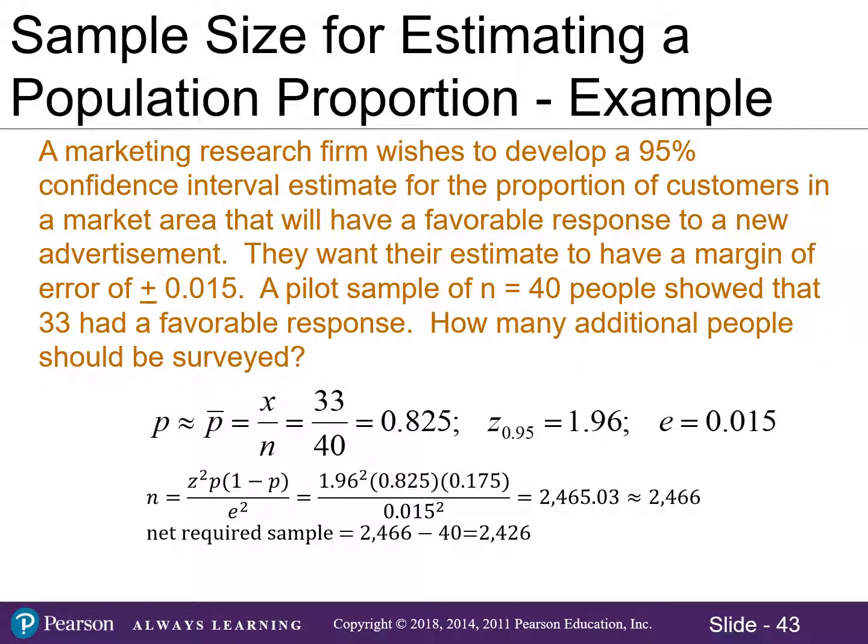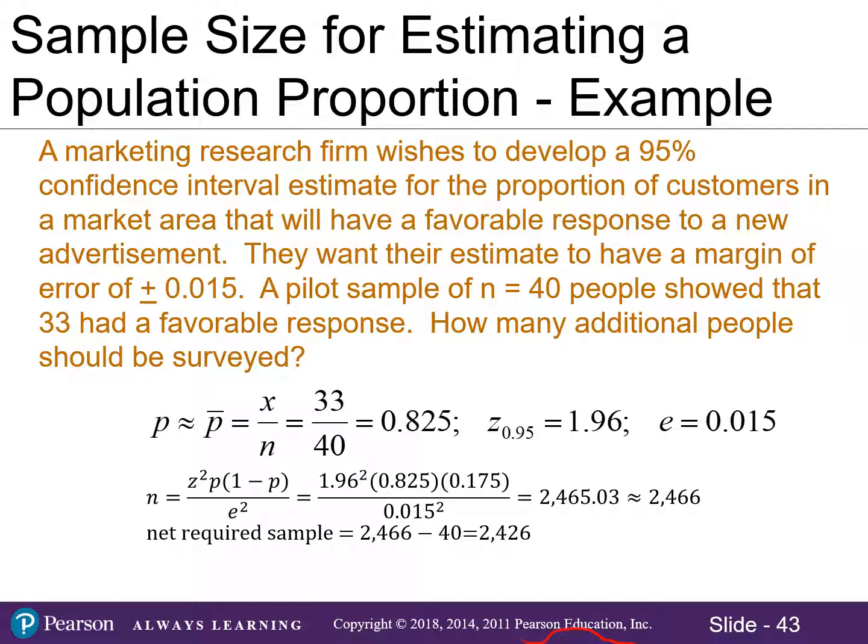Anyway, suppose a market research firm wishes to develop a 95% confidence interval for the estimate of the proportion of customers in the market area that will be in favor of a real response for their advertisement. They want to estimate with a margin of error of about 0.015, another really tiny one. What was I thinking when I wrote these? Anyway, I got this one from your book. I'm a cheater. I've got to cite my sources where necessary. Hey, Pearson, thank you.